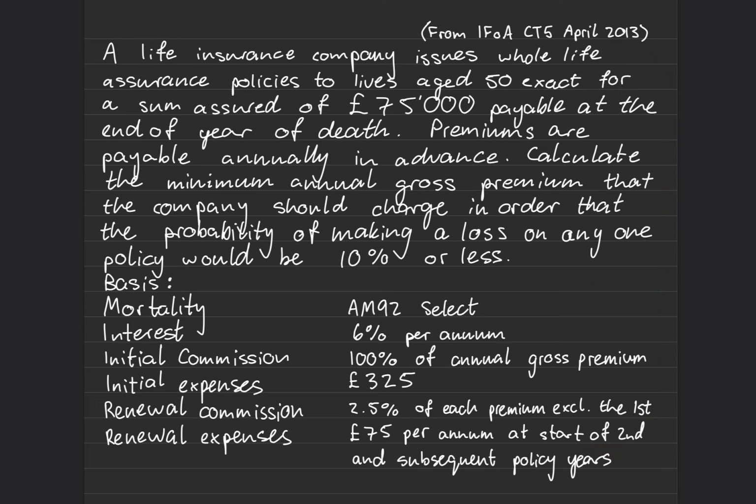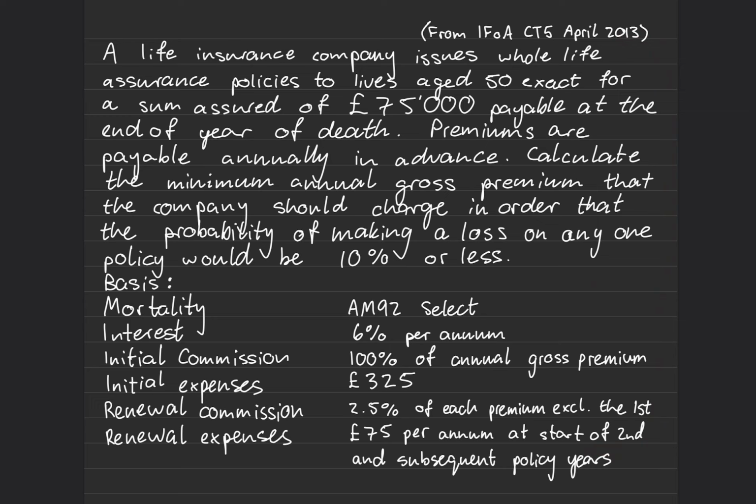A life insurance company issues whole life assurance policies to lives aged 50 exact for a sum assured of £75,000, payable at the end of year of death. Premiums are payable annually in advance. Calculate the minimum annual gross premium that the company should charge in order that the probability of making a loss on any one policy would be 10% or less.